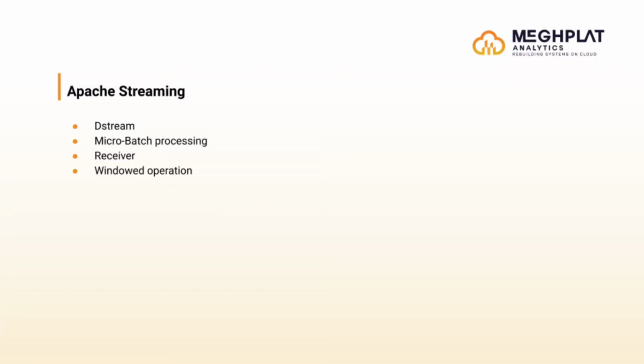Now comes micro-batch processing. It involves dividing the incoming stream into small fixed-duration batches and processing each one as a batch job using Spark's batch processing engine. It divides the data according to the time interval, right? Receivers are the components that ingest data from various sources and make it available to Spark Streaming. Some examples can be Kafka receivers, socket receivers, right?